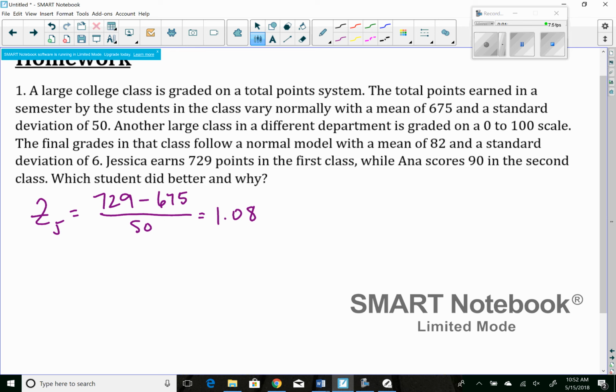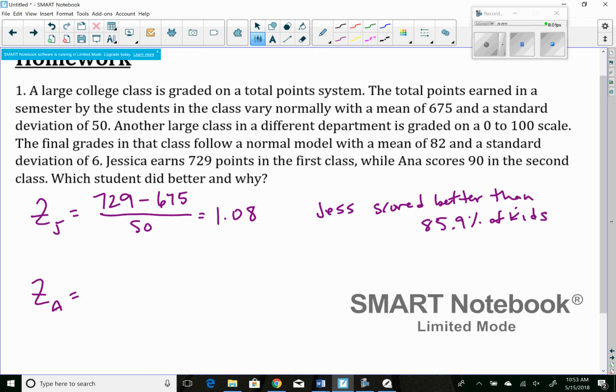Now, we can use that z-score to figure out a couple different things. So if I was to do a normal CDF, and start with the bottom number or the lower number as -10 and the top number as 1.08, I could see that Jess scored better than 85.9% of kids. So she's in the 86th percentile, we'll say. We'll round that up. So then we can find the z-score for Anna.